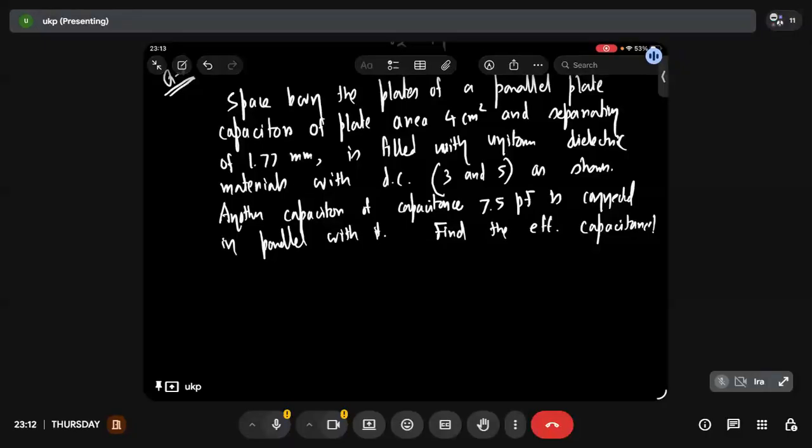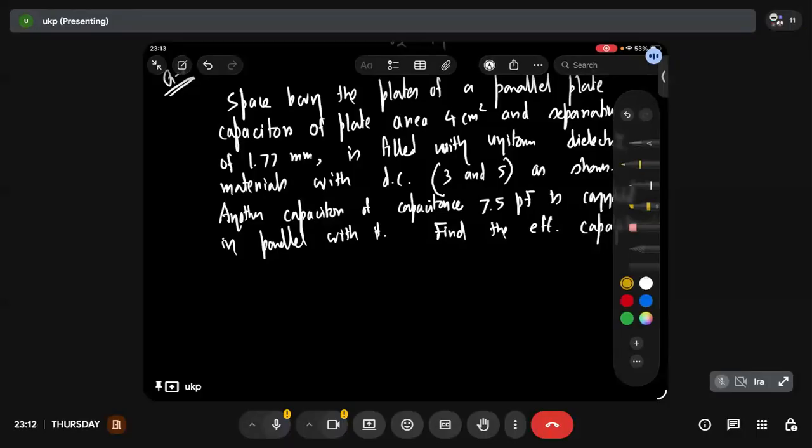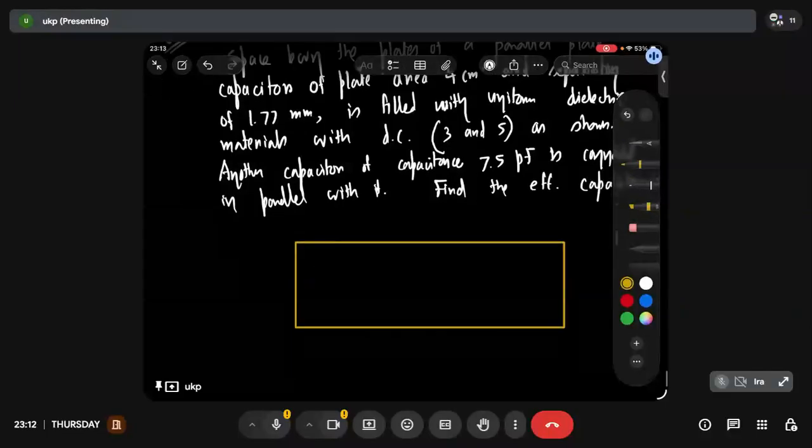Let me draw the figure. The figure is something like this. Is the screen visible properly? Check please. This is one terminal. Someone is switching their microphone on alternately every second; don't switch the microphone on. And this whole space is filled up with two different dielectric materials.